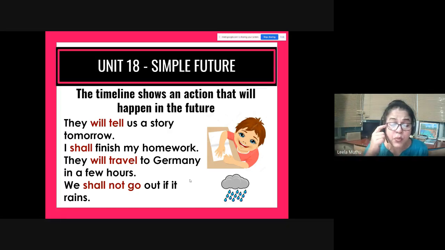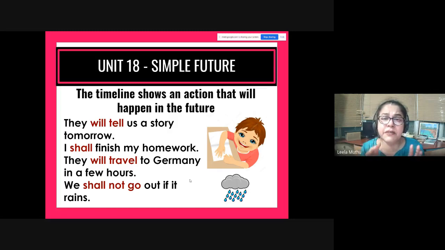Okay, they will travel to Germany in a few hours. It's something that is going to happen, right? So it's in the future. Okay, we shall not go out if it rains. So this is a negative sentence. Instead of saying we shall go out, I've written we shall not go out. So we shall. Now we also, the first person plural, we have to use shall. So I shall, we shall.